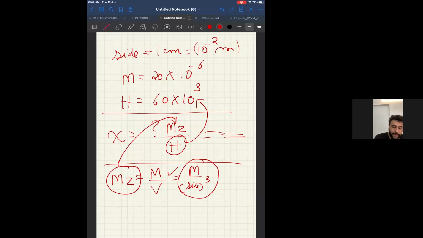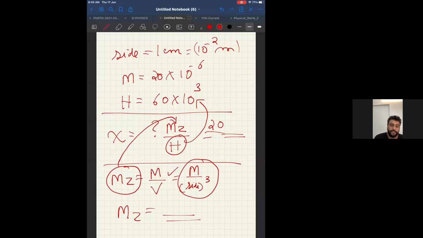First, tell me what answer you're getting for MZ, magnetization. That is exactly 20, correct? Check whether you're getting magnetization as 20. Because 10 power minus 2, the whole cube will be 10 power minus 6, correct? That will cancel. Therefore, you're left with 20.